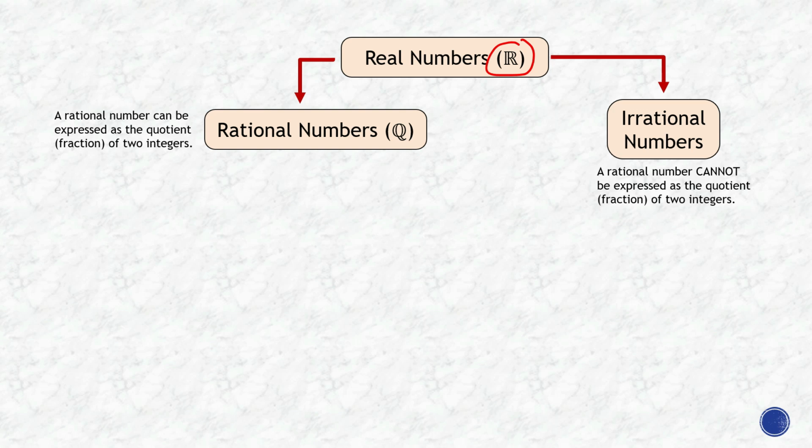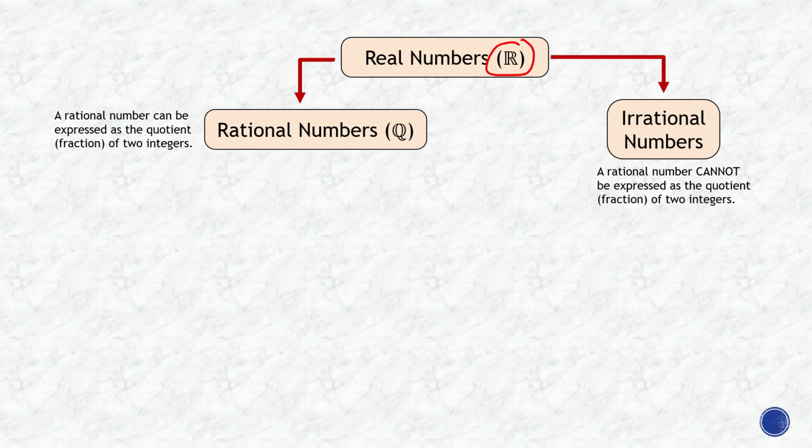So for example, 0.5, that's one half, exactly one half. Let's say 0.4, or sorry, 0.4 is 2 over 5. Okay? So those kinds of numbers are rational numbers. We can express them as a fraction of two integers.